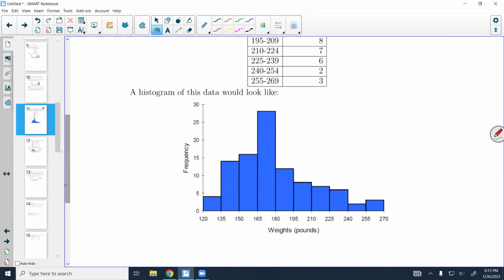So the big difference between a bar chart and a histogram is typically if you have no values that have a frequency of 0, your histogram is going to be connected. There's no space in between the bars. Whereas in a bar chart, there is space between the bars.